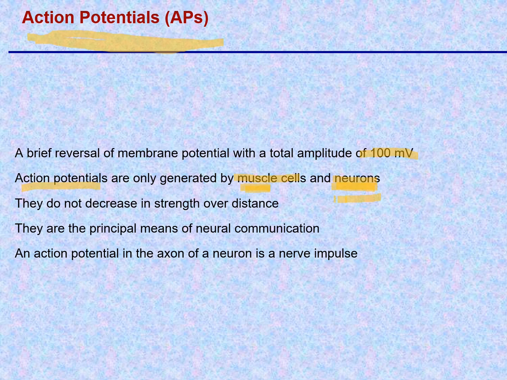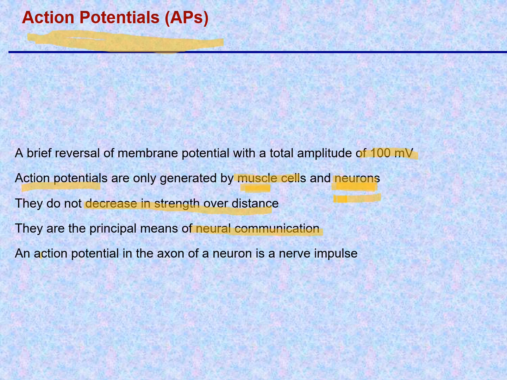So if we're looking at neurons, the action potential will get sent out down the axon from the main part of the cell, the central cell body where the nucleus is. They do not decrease in strength at all over the distance, and they are the impulse that this particular neuron, in the example we're talking about, sends out in order to send a signal to another cell. They're the principal means of neural communication.